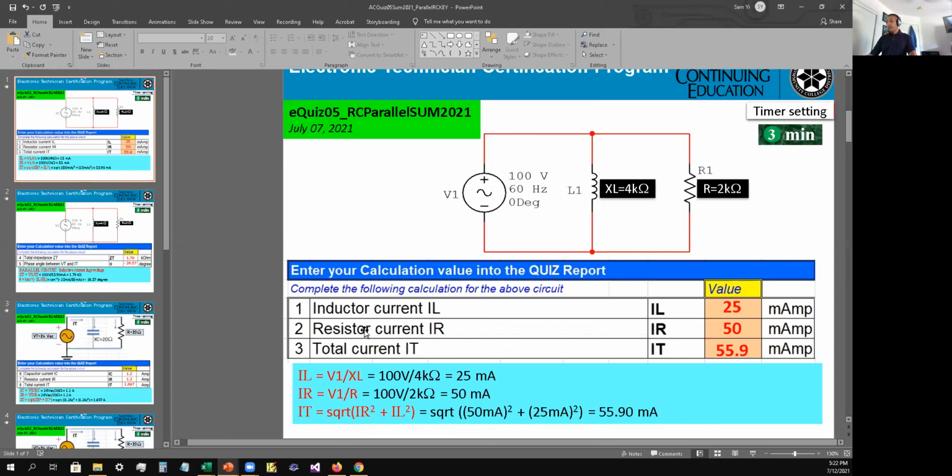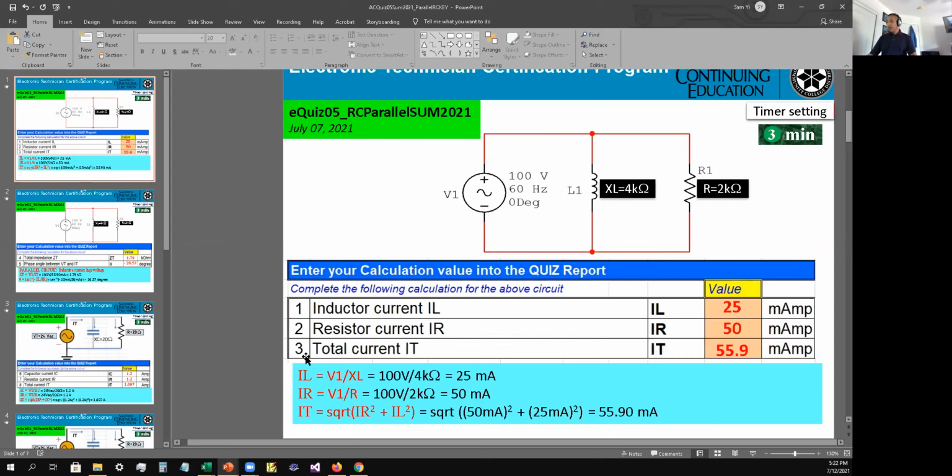For number 2, resistor current IR. IR equals V1 divided by R. So that's 100 volts divided by 2K, 2 kilo ohm, which equals 50 milliamps. So IR is 50 milliamps.